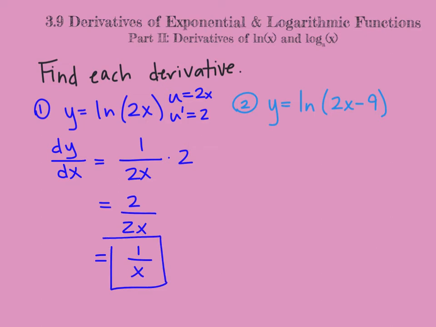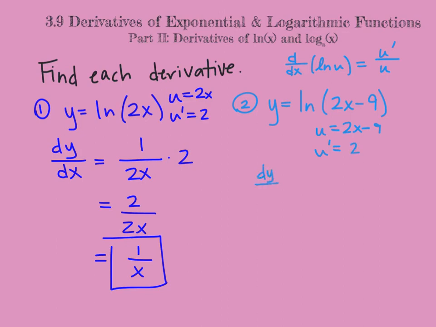In number 2, we again are going to use the derivative rule. The derivative of the natural log of u is u prime over u. So our u value here is 2x minus 9, and u prime, since we'll need to use the chain rule here, is just a 2 again.